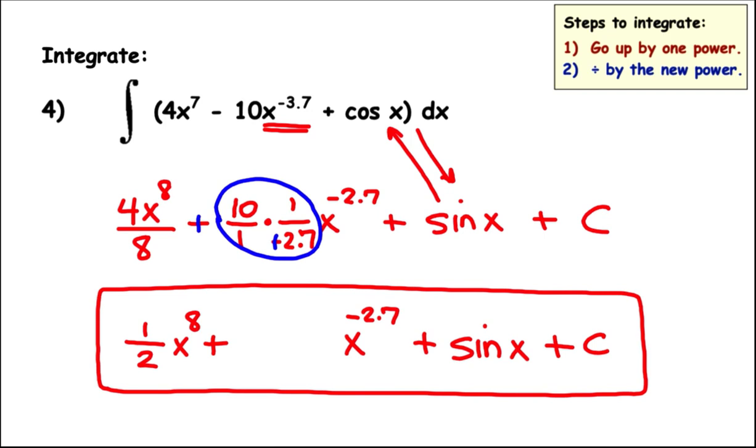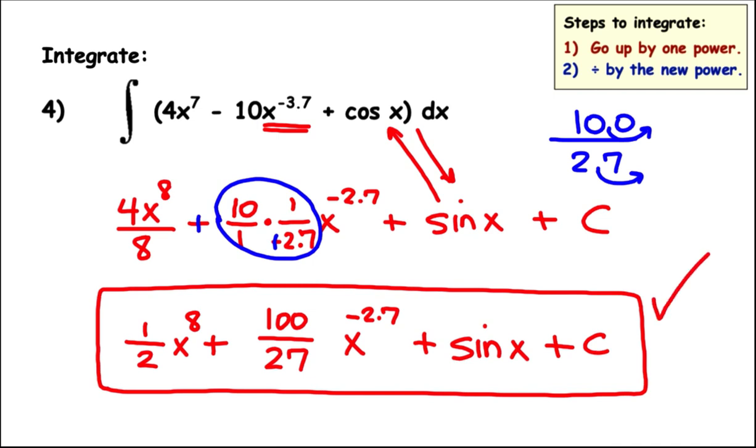Simplify it. 10 over 2.7 is really 10.0 over 2.7. So slide your decimal point over and give me 100 over 27. And by the way, that will not reduce any farther. If it does, please do. And that is a good looking answer. Well, actually, no, it's not. It looks terrible, but it's right.